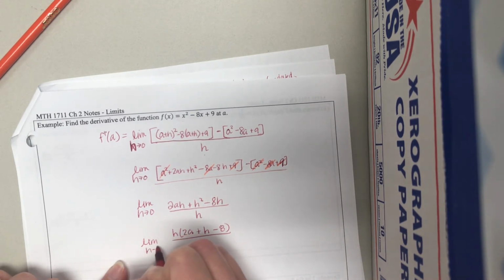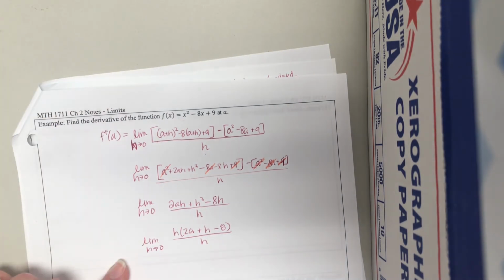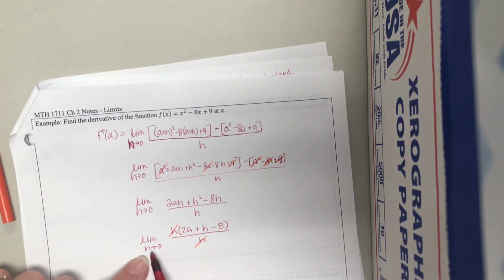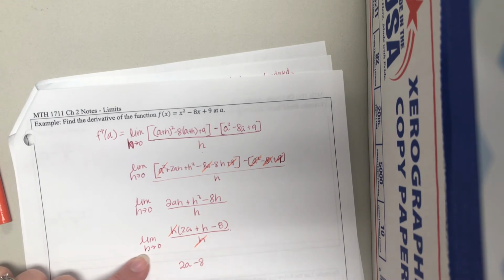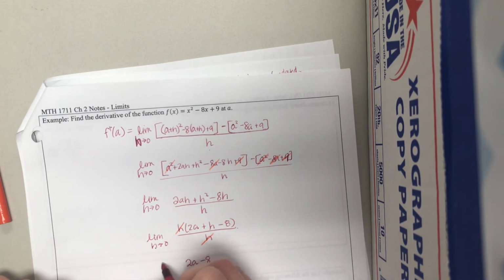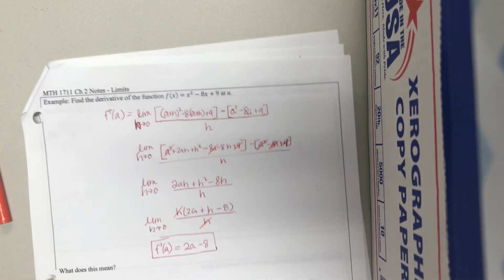And then once we do that, we can cancel out our h's. And now we can apply what's going to happen as h approaches 0. Well, 2a is not affected by that. This will become 0, and minus 8 is not affected. So what we have just found is the derivative of this function at a is equal to 2a minus 8.